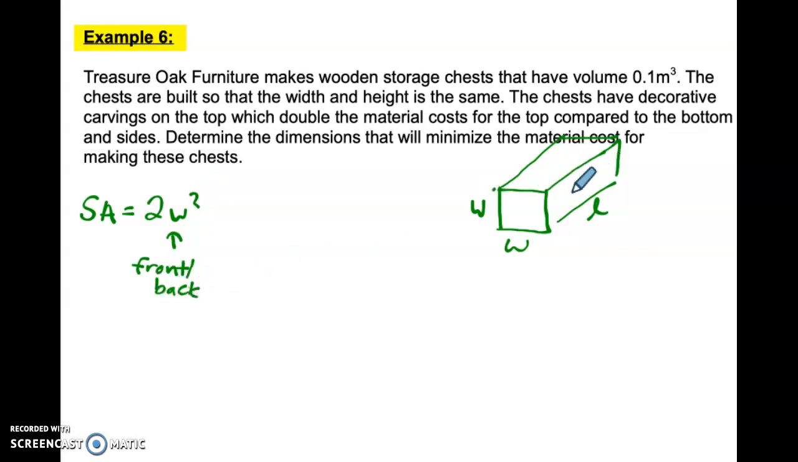On the side, this would be W times L, and there are two sides, so 2 L times W for my sides. And then because the bottom and the top have different costs, I'm going to keep them separate. So the bottom would be L times W.